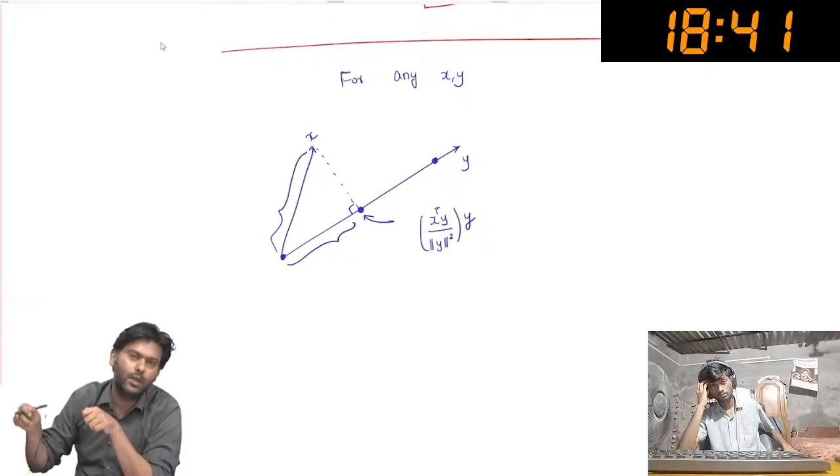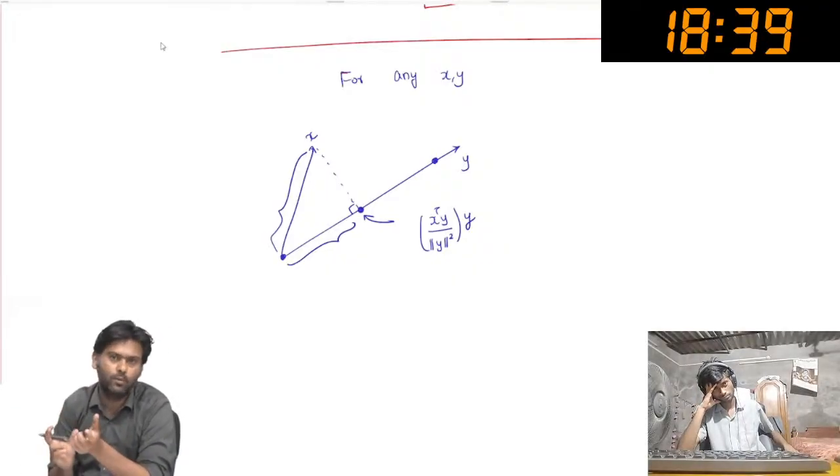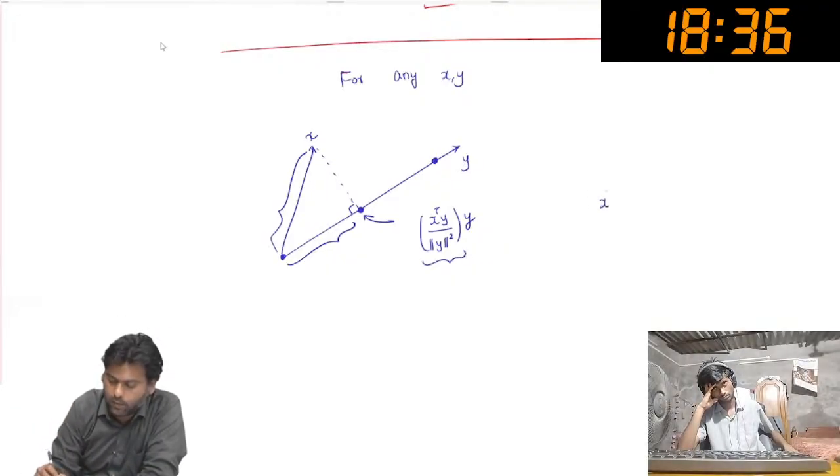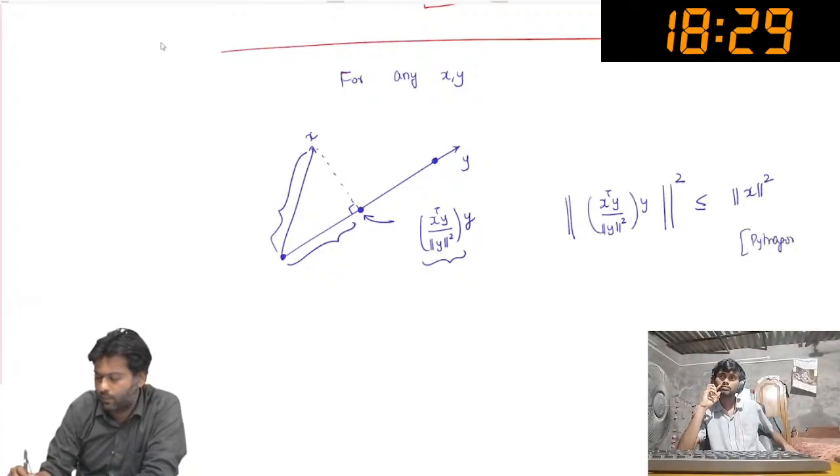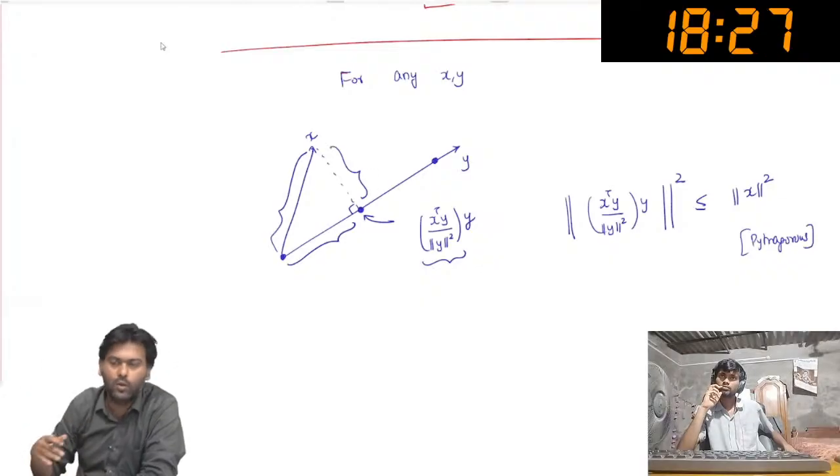Why? Because Pythagoras says that the length squared of the hypotenuse is the sum of the length squares of the other two sides, right? So the length squared of this guy is less than or equal to the length squared of x itself. This is Pythagoras. Of course, Pythagoras would say that this is plus the length squared of this other guy, but we can ignore that and say that this is less than or equal to this.